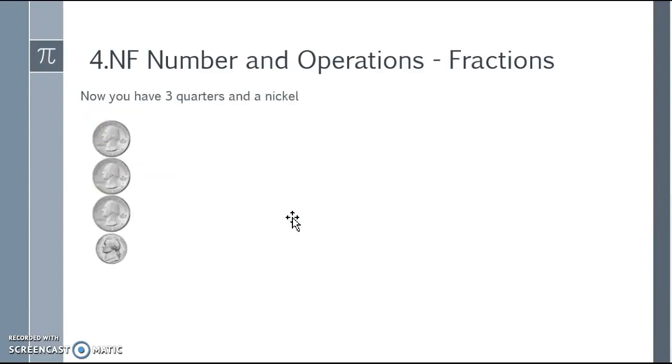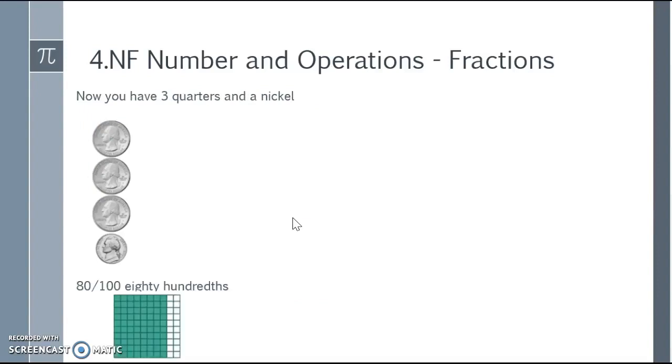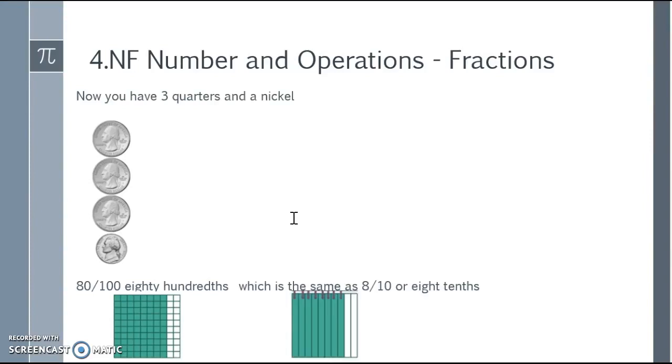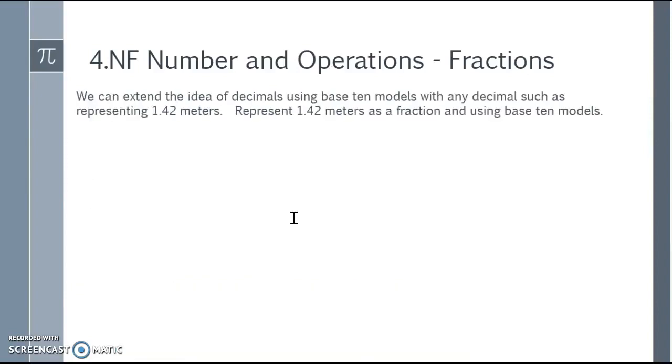Now we have 3 quarters and a nickel. If we were to count, this would be 80 cents, so 80 hundredths. So 80 out of the 100 units would be highlighted. Further, this is the same as 8 tenths, since 8 full ones are done. So we could also say that there are 8 out of the 10 highlighted.